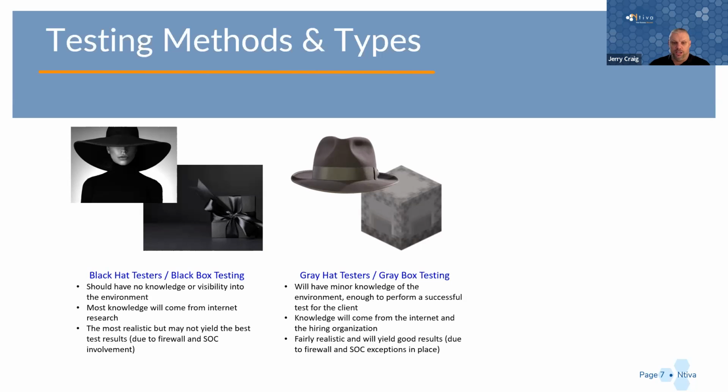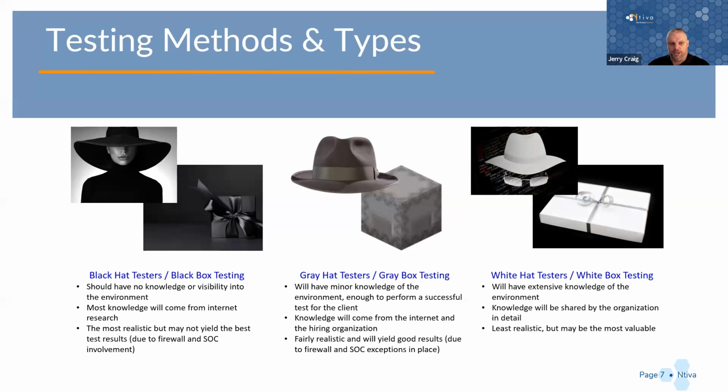Gray hat and gray box is going to get kind of in that middle range where they know a little bit. You're going to give them some information. You might tell them a little bit about your org structure, your network topology. And I consider this one fairly realistic because they have enough information to try to test out what you've put in place to see if it's really secure or not. You're still going to have issues where the firewall and SOC can detect these things, but at this point, you may want to go and tell your SOC, listen, we're doing the gray box testing. Let it go. We understand it's going to set off alarms and triggers, but we want to see what they're able to do. So it's a pretty realistic test, and it's going to yield some good results.